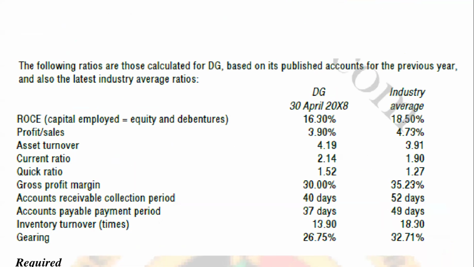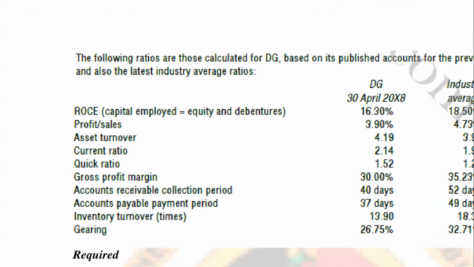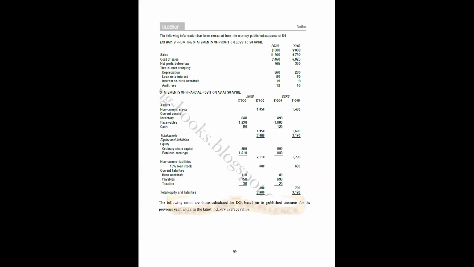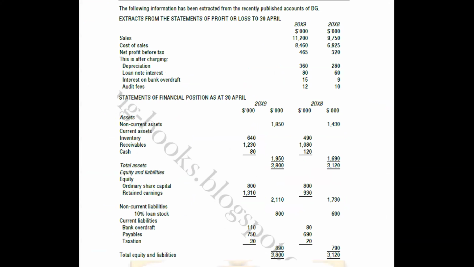So first of all, we need to come up with these ratios. We are starting with the return on capital employed for 2019. How do you do return on capital employed? What is the formula for you to come up with the return on capital employed? How is it done?